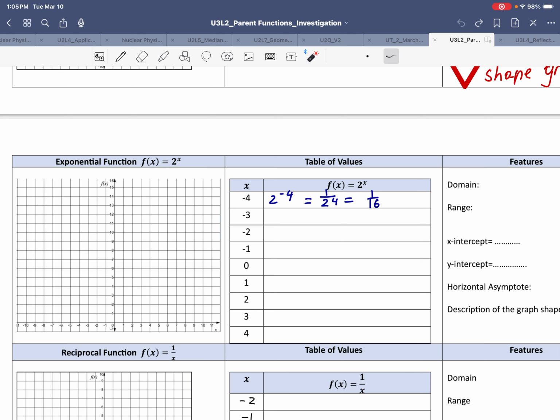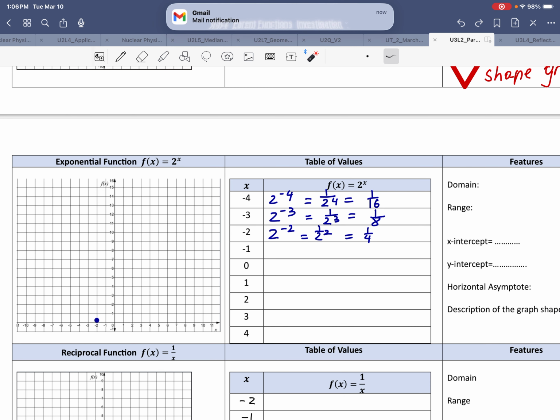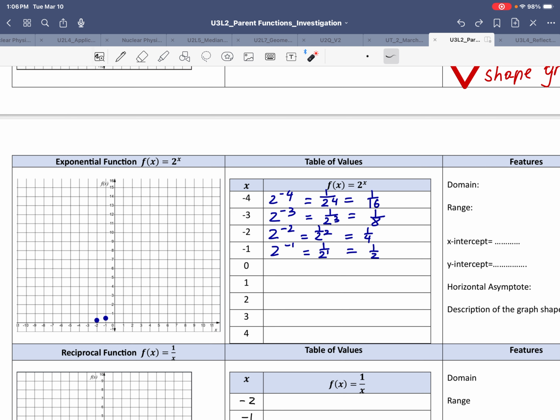Now, next we're going to give x a value of negative 3. So 2 to the power negative 3 is 1 over 2 to the power of 3, which will make this 1 over 8. And when x equals negative 2, we'll have 2 to the power of negative 2, which will be 1 over 2 squared, and that will be equal to 1 over 4. So at x equals negative 2, the y value is a quarter. Now, when x equals negative 1, we're going to have the y value 2 to the power negative 1 equals 1 over 2 to the power 1, which is equal to 1/2.